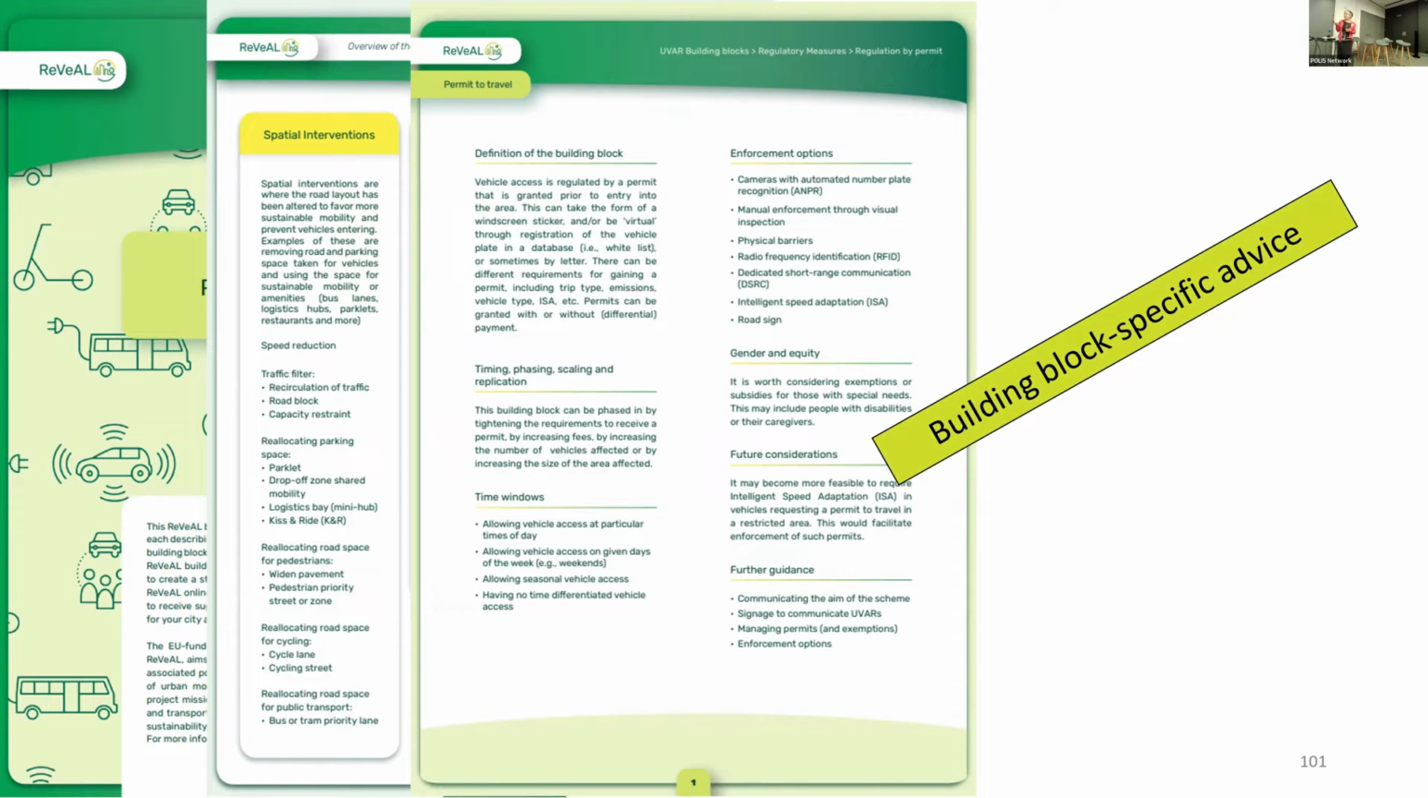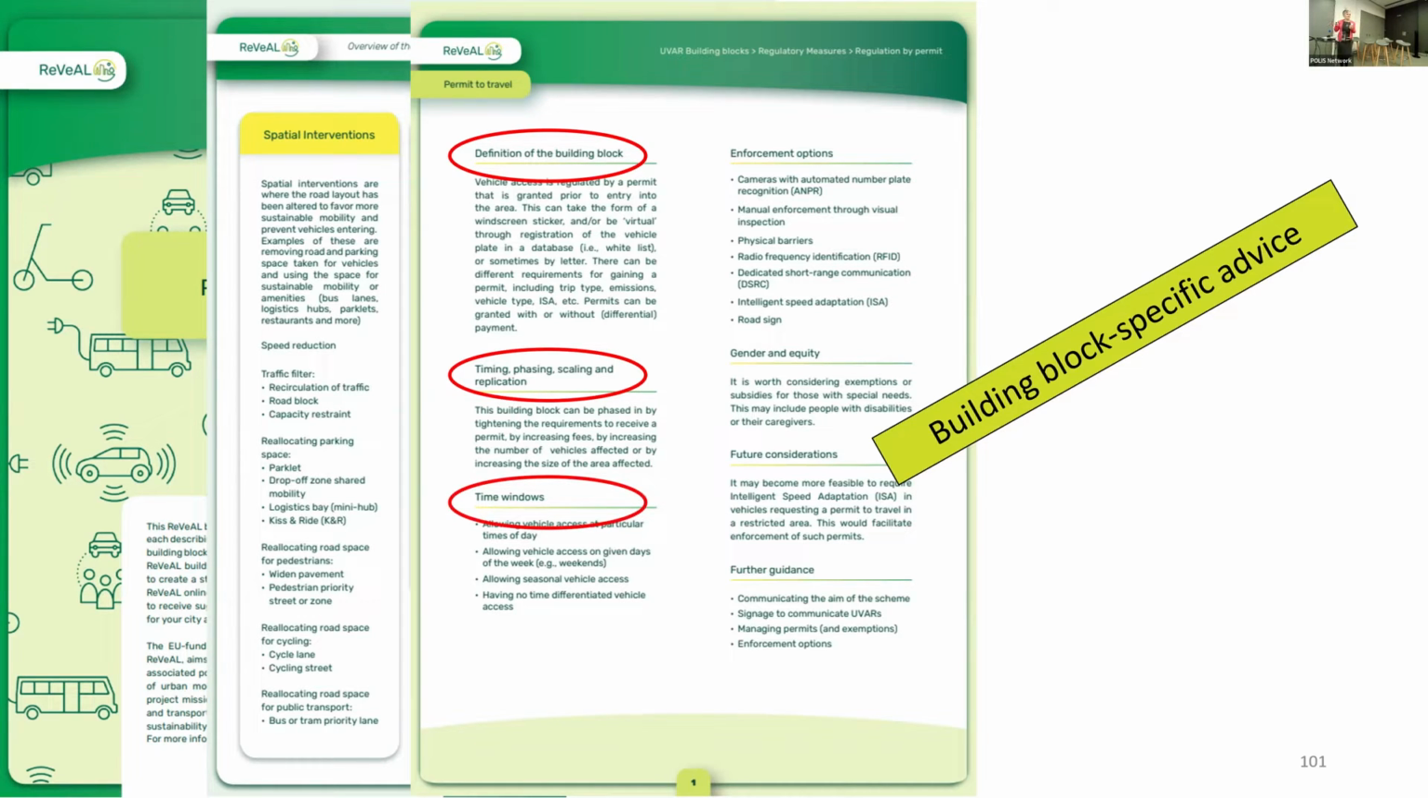So this fact sheet provides, for example, we'll start with the basics. What is this exactly? So permit to travel, a definition of that is the first thing we show. And then we come into a lot of the things that you'll have heard today and yesterday as well: timing, phasing, scaling. How do we do this? So we give concrete advice for each building block. Here, this building block can be phased in by tightening the requirements to receive a permit, or by increasing fees, by increasing the number of vehicles affected, or by increasing the size of the area affected. So very precise information to give you something as a starting point for your thinking.